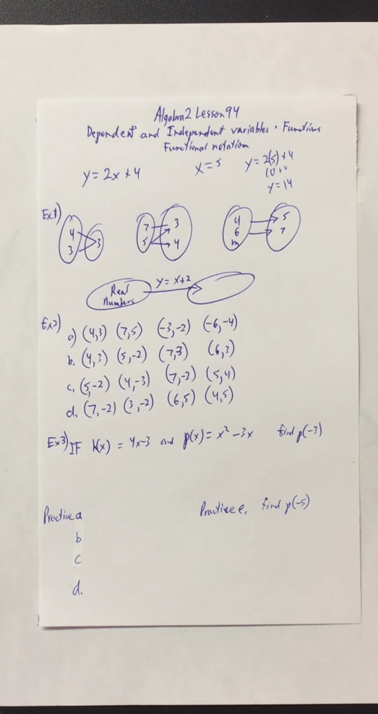I'll read what the book says about a function here. It's a map between two sets that associates with each element of the first set a unique, one and only one, element of the second set. The first set is called the domain, like I said, and then the answer part is called the range. So a function is a set of ordered pairs in which no two pairs have the same first element and different second elements. So you can't have the same input give you two different answers.